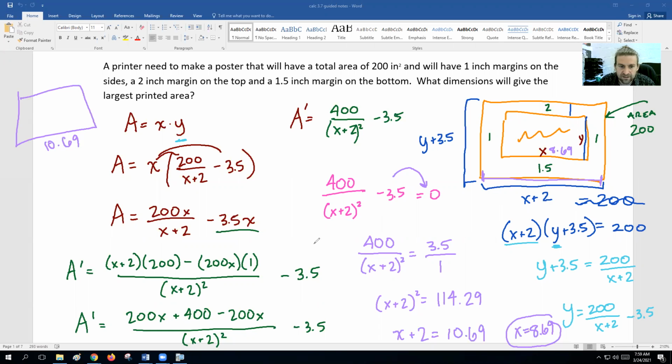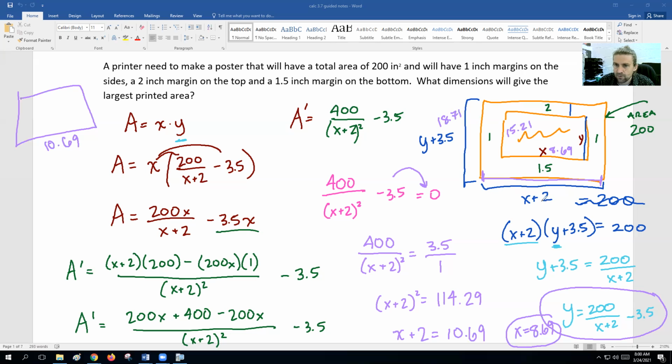And then let's go through and go back to figure out what y is. We know from way back here that y is 200 divided by x plus 2 minus 3.5. So we can take 200 divided by that 10.69 and then subtract 3.5. And so this is what y is. Y would be 15.21 just about. And so that means this area here, if we add 3.5 to that, this would be 18.71.